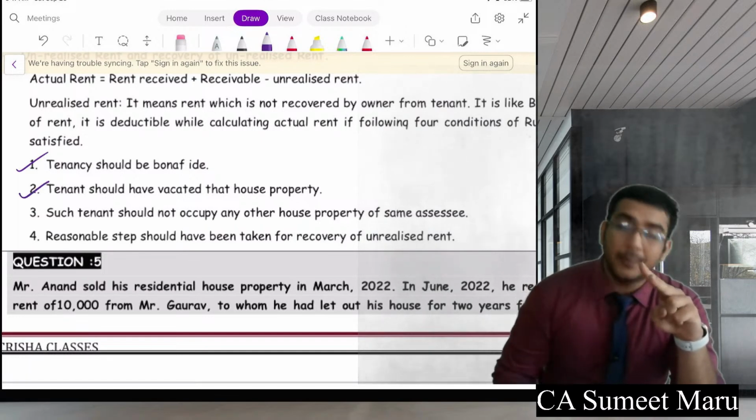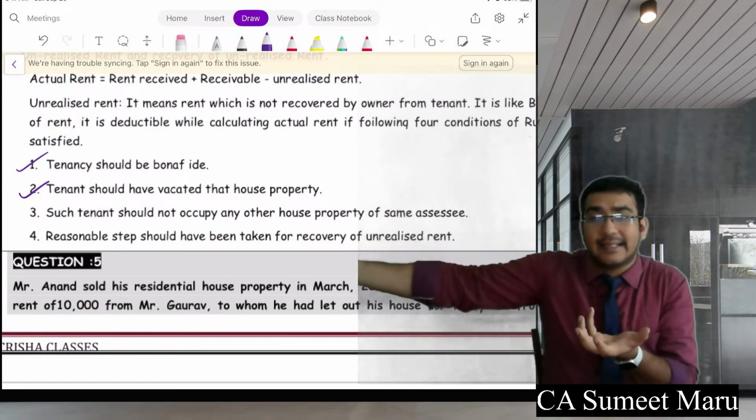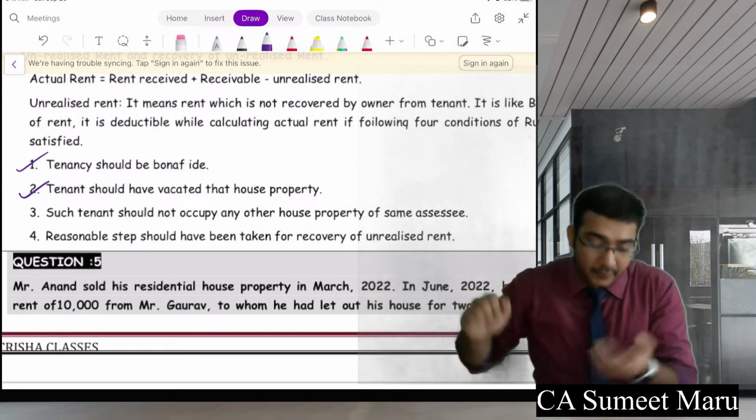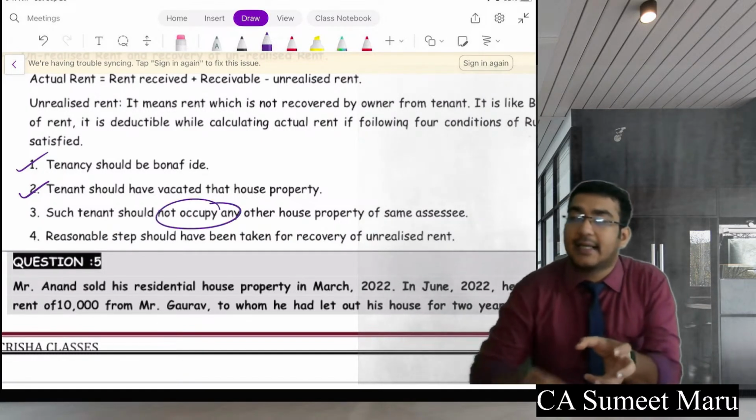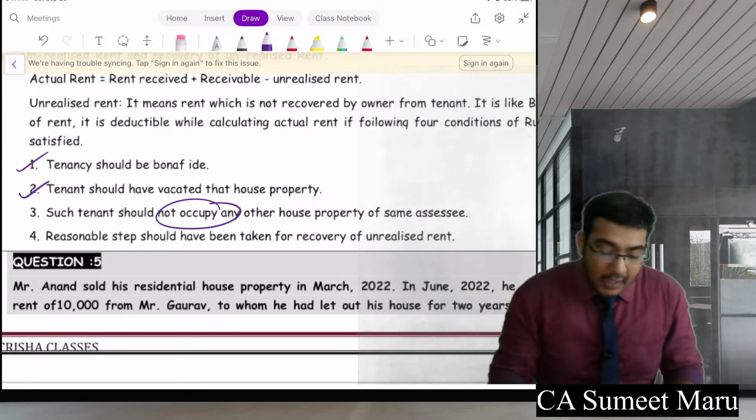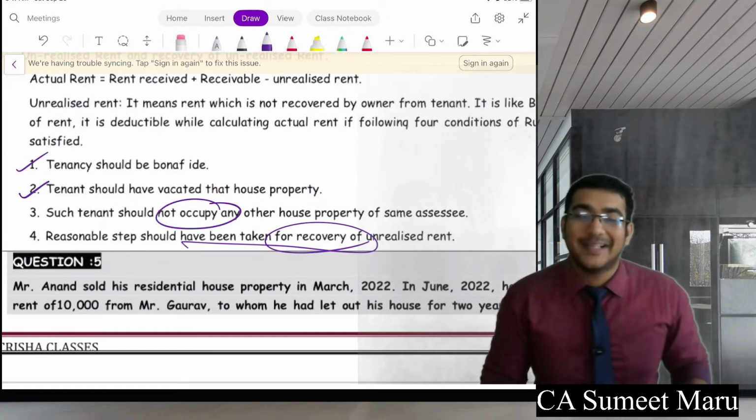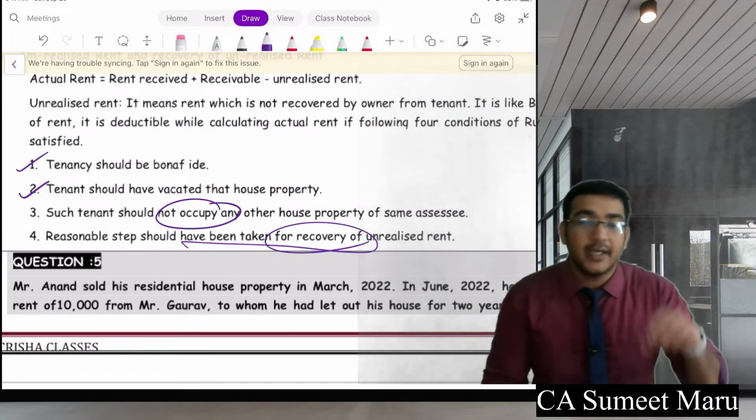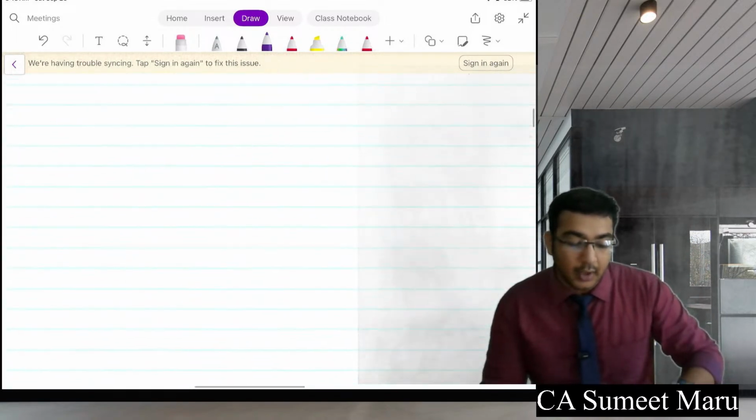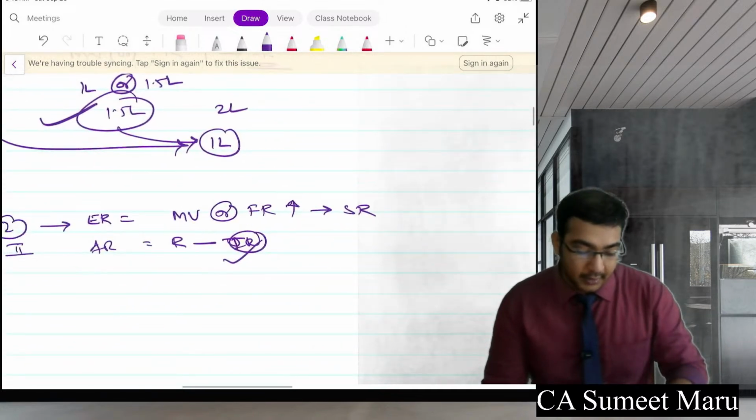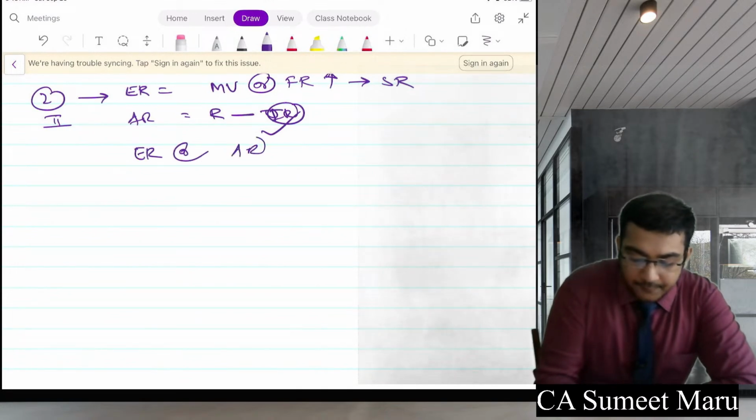Step 2, अब जिस जो आपको रेंट नहीं दे रहा है उसको बोलो भाई घर से बाहर निकलने के लिए. The house should be vacated. Step 3 is that the tenant should not occupy. ऐसा नहीं होना चाहिए आपने एक घर से निकाल के उसको दूसरा घर दे दिया. And step 4, you should take such measures for recovery. So आप पहलवान लोग को बुला लो, make such measures for recovery of the rent. If these 4 conditions are satisfied, then you are allowed to subtract the irrecoverable rent from your actual rent received or receivable. Step 3 is higher of expected rent or actual rent.